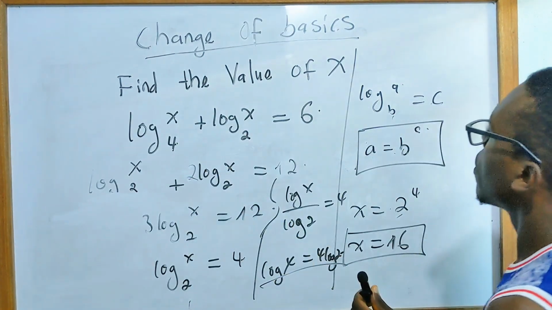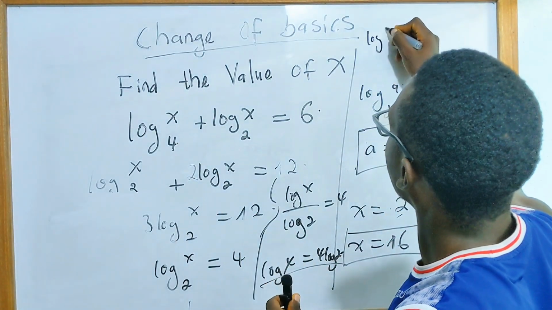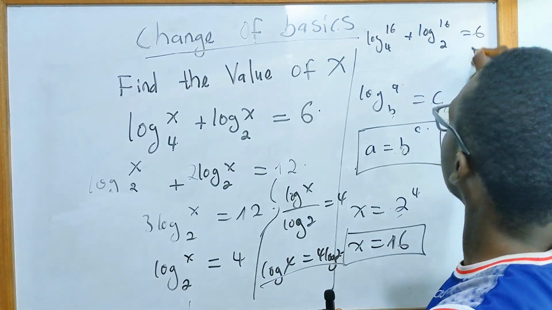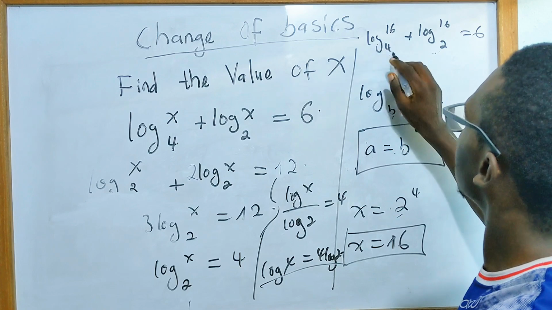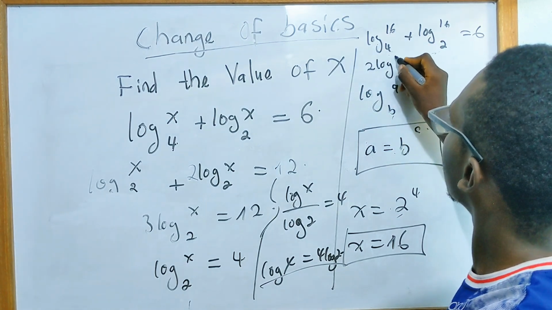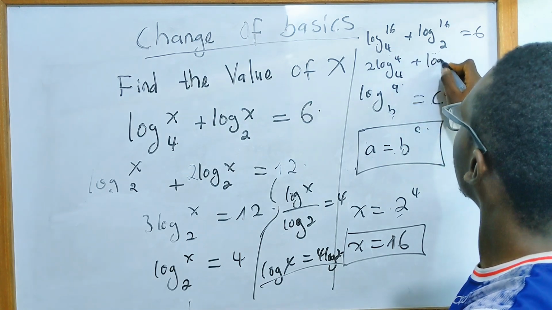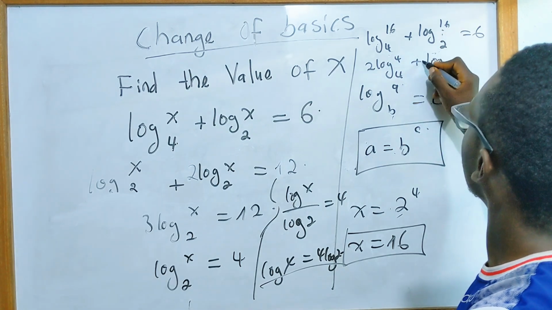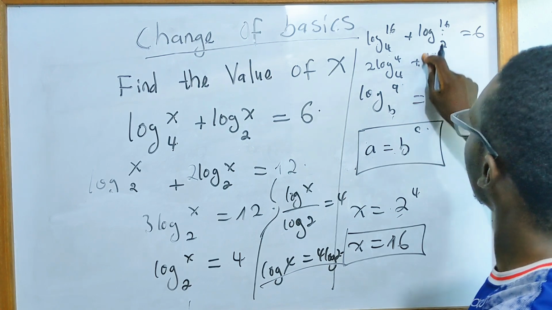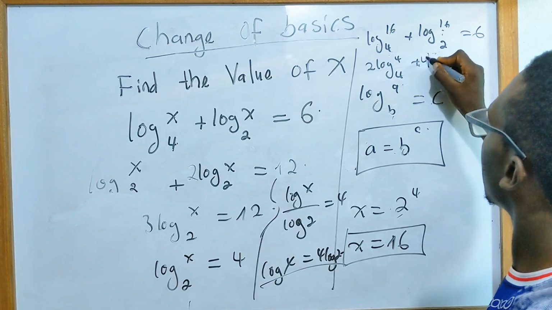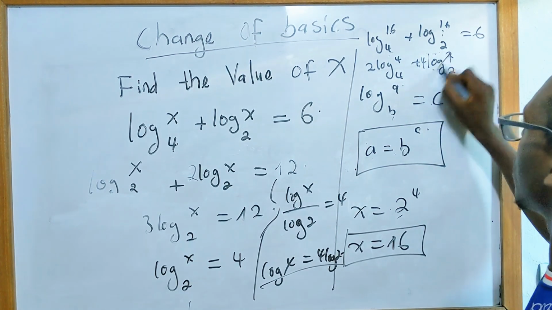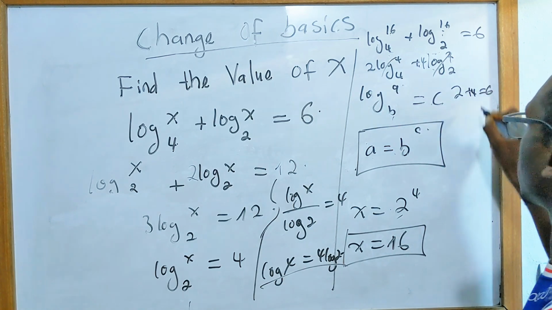Let's do it together. We have log 16 base 4 plus log 16 base 2 equals 6. 16 is 4 squared, that is 2 log 4 base 4, plus log of 16 base 2, where 16 is 2 to the power 4, that will be 4 log 2 base 2. Hence the logs give 1, that will be 2 plus 4 equals 6.